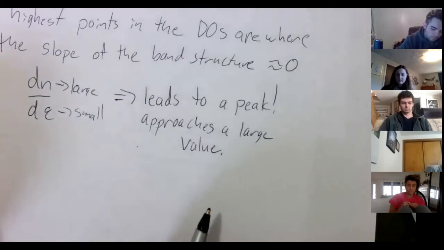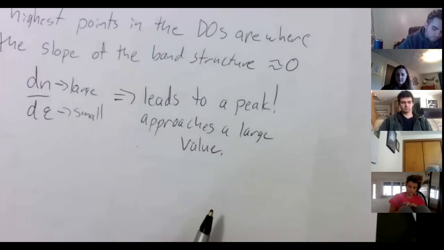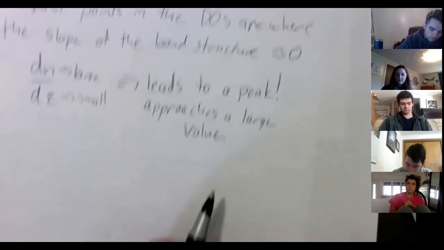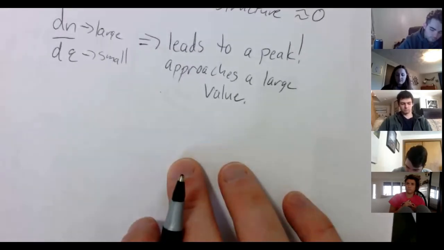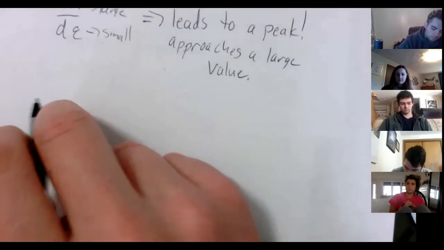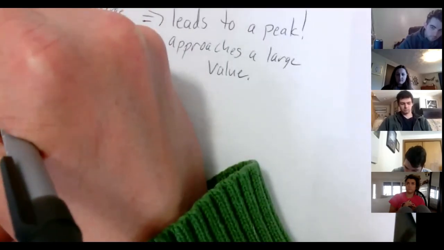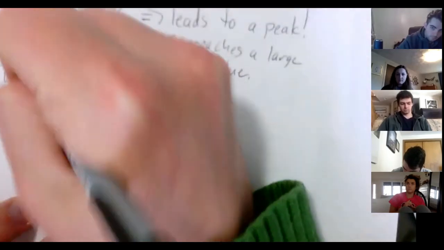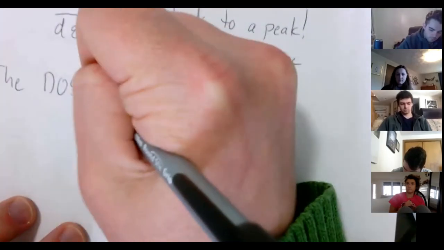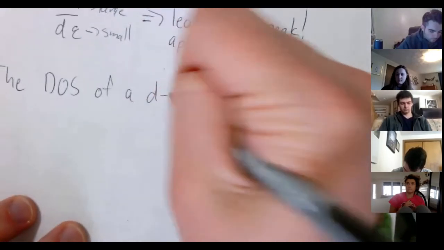All right, cool. So let's say we're going to consider the lattice of a D metal. The DOS of a D metal.